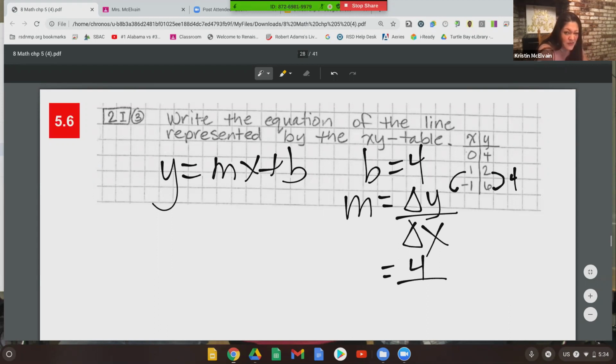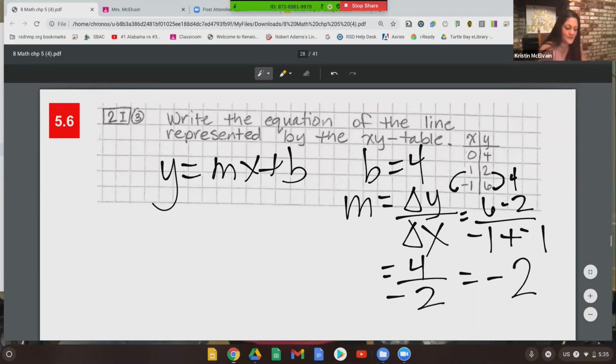Okay, that's going to be negative 1 minus 1, or plus another negative 1. Okay, so that's going to be, let's see, 6 minus 2 over negative 1 minus 1 at the opposite. That's going to give us negative 2. 4 divided by negative 2 is negative 2. Okay, so we have an m of negative 2. So our equation is y equals negative 2x plus 4.